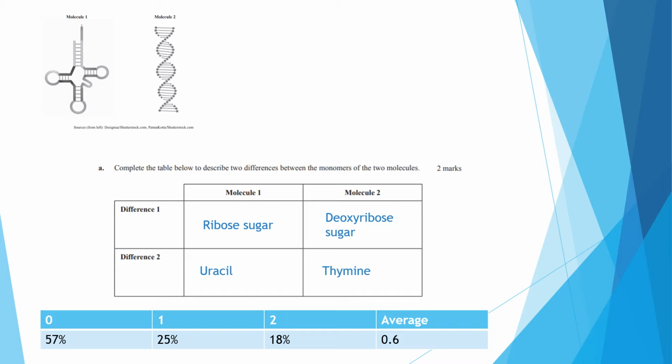Only 18% of the cohort got full marks, with over 50% of the students not getting any marks. Genetics is a huge core topic, and this is a knowledge recall question, so you should be able to nail this question down.